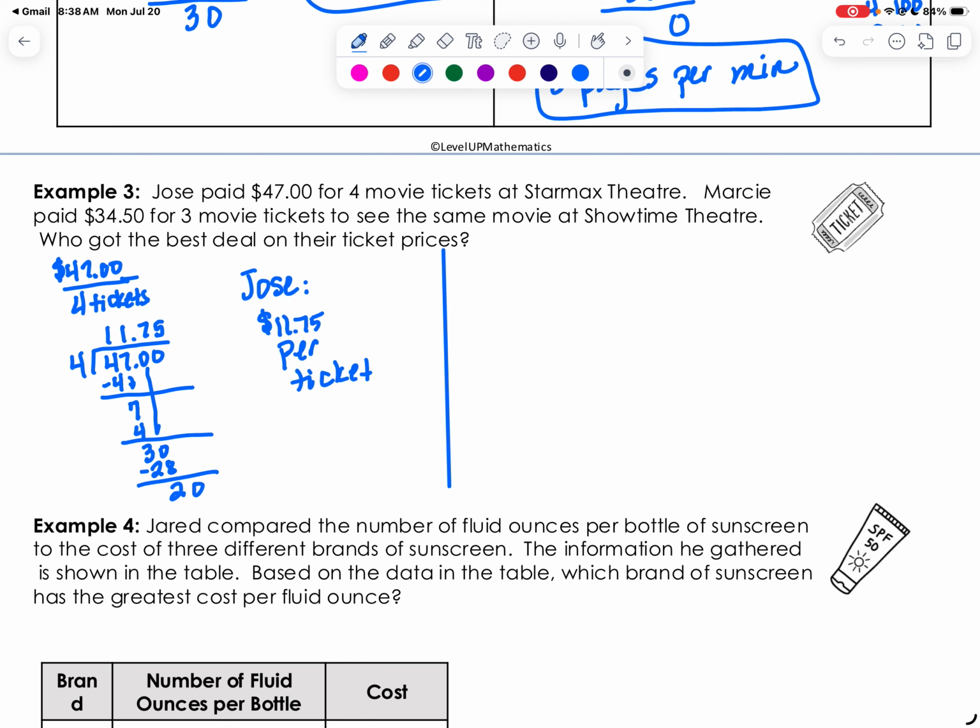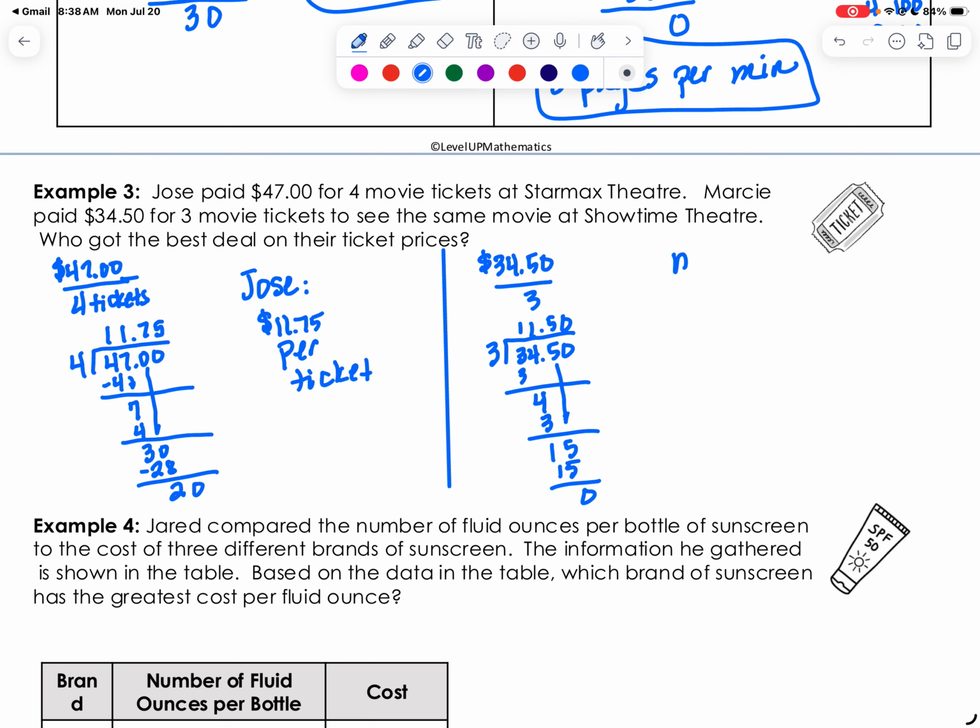All right, now let's calculate Marcy's ticket. She paid $34.50 for 3 tickets. So we're going to see how many times 3 will go into $34.50. So 3 goes into 3 once. 1 times 3 is 3. Bring down. 3 goes into 4 one time. 4 minus 3 is 1, bring down. 3 goes into 15 5 times, bring down. 3 goes into 0 0 times.